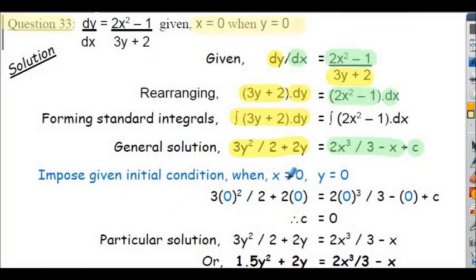Here we're given an initial condition: when x is equal to 0, y is equal to 0. So I simply put the value for y, in this case on the left hand side, and values for x on the right hand side. Of course they're the same here. So constant c is 0 in this case. So here's our particular solution. And I've just slightly reformatted that on the final line. 3 divided by 2, of course, is 1.5. So that's the solution to question 33, a particular solution, because we were given an initial condition in the question.